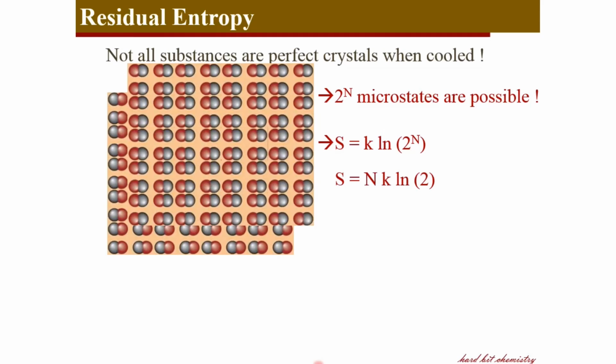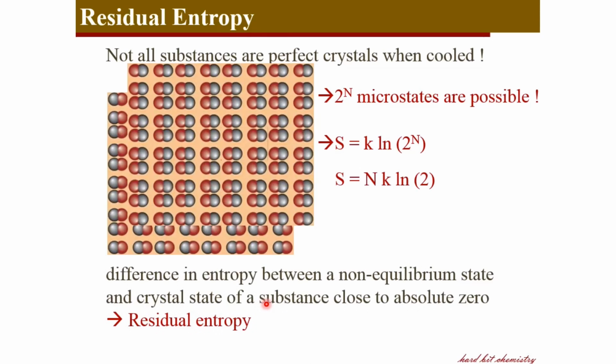When you look at the real case, in reality, not all substances are perfect crystals and not all are described by a single microstate. So more than one microstate describes the system even at absolute zero, and this discrepancy between the third law and reality is called residual entropy. That is, the entropy described by the third law at absolute zero is zero. But we have seen that at absolute zero, carbon monoxide, for example, has non-zero entropy. And that entropy difference is called residual entropy.